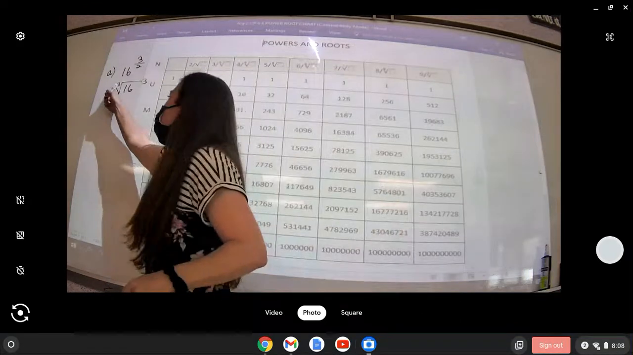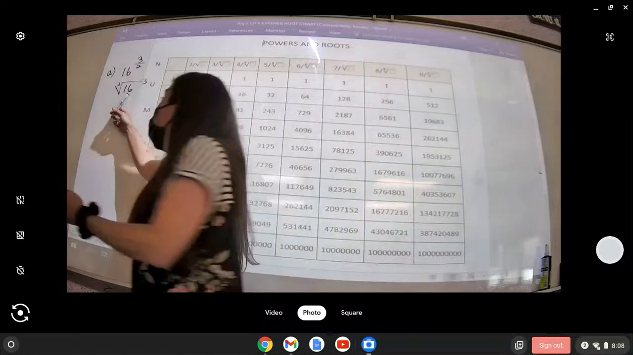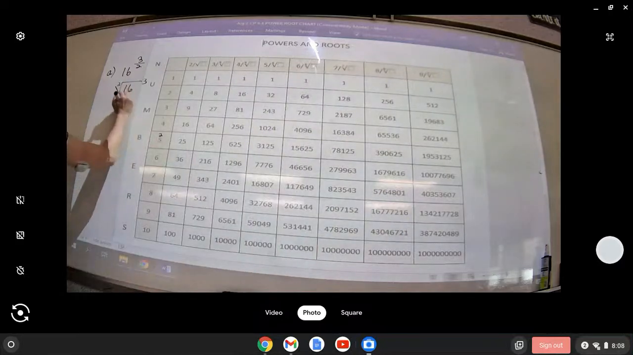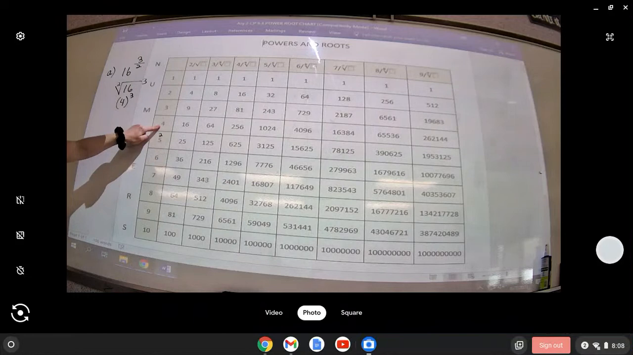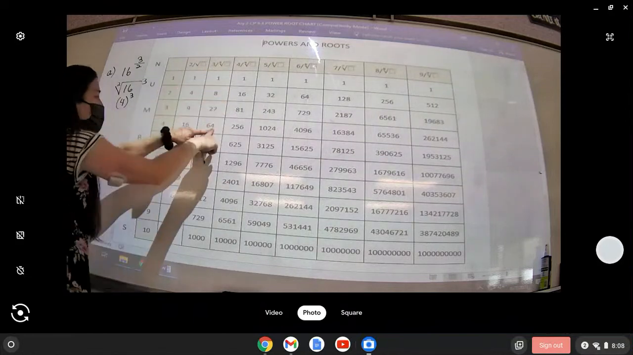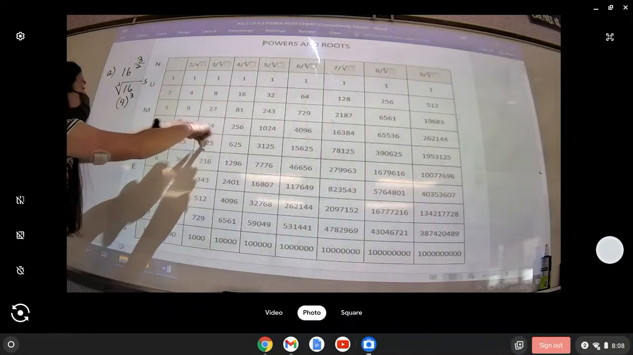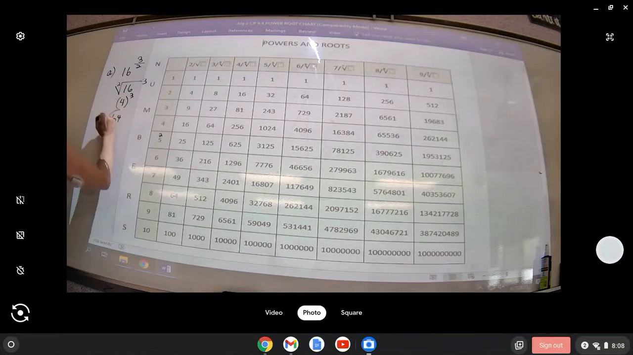So now guys, what's the square root of 16? 4. Then you take 4 to the third power. 4 to a power of 3. It meets right there. It's 64. And you're done. So your chart will make this really, really quick. All right, look at the next example.